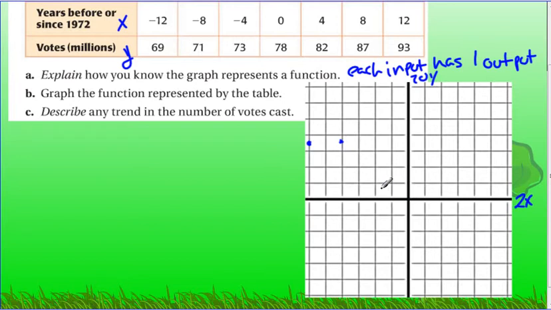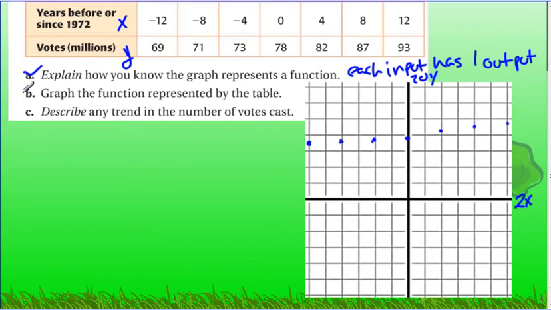And then negative 2, negative 4, up to 73. About the same again. 0 up to 78. Remember, this line has 80. 4 up to 82, so we got bigger. 2, 4, 6, 8, we're up to 87, almost halfway there. And then 2, 4, 6, 8, 10, 12, we're up to 93. So we kind of get this slowly increasing line. Graph the function. Oh, we did that.